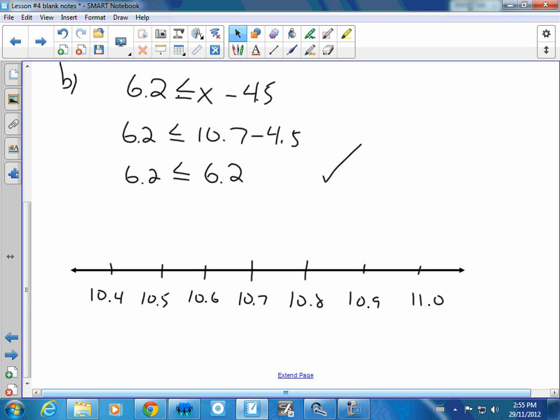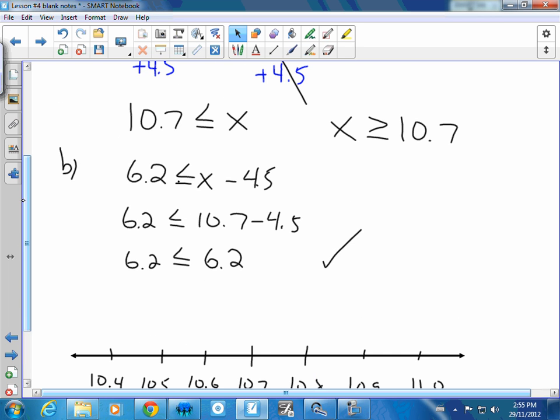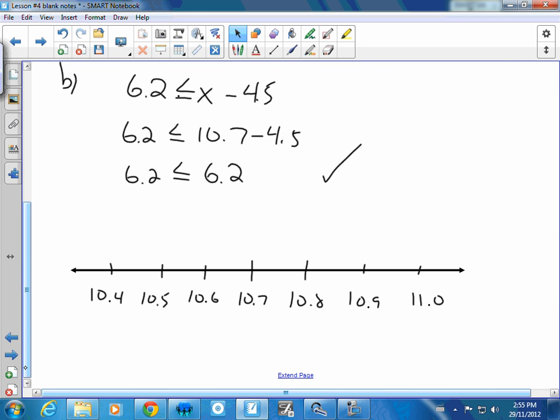Okay. We've got to put a dot on this number line. Is it an open circle or a closed circle? Guys, look at the sign. Because of the equals underneath there, does it include that point? Yes, it does. So it has to be a closed circle. At what point? 10.7. There it is.